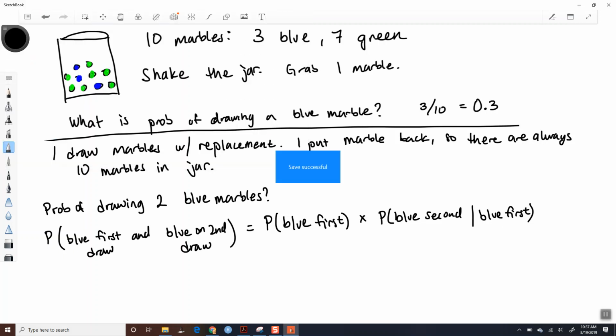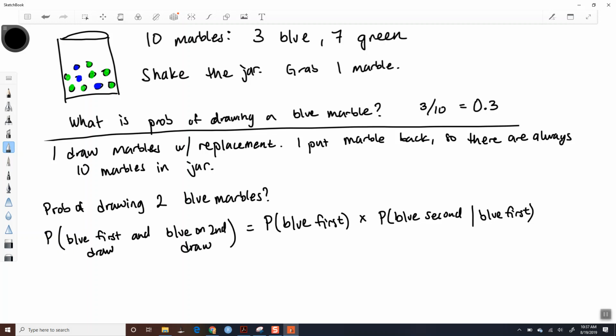But because I'm doing things with replacement, each draw is independent of the previous draw. When I put the marble back, basically I'm undoing whatever happened in the previous draw. If I got a blue marble on the earlier draw, I put that blue marble back, and we're resetting the jar so it's back to its original condition. So what happened earlier has nothing to do with what's going to happen next.